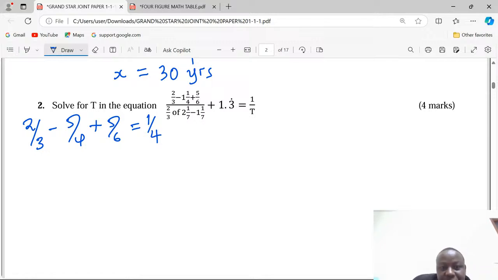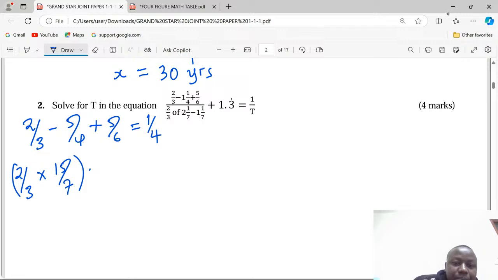Now, the denominator of the same term is going to be 2/3 of, and "of" means multiplication. When we are working out this order of operations, "of" means multiplication, so we multiply this by 2 and 1 over 7, which is 15 over 7. So that multiplication can happen. Then we minus 1 and a 7th, which is 8 over 7. So this is going to be 10 over 7 minus 8 over 7.